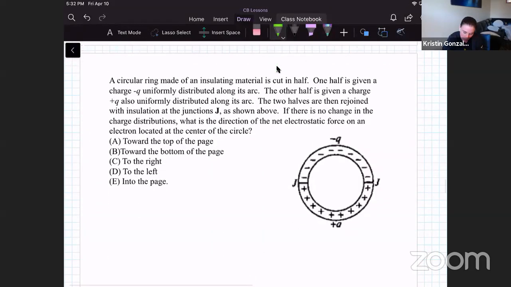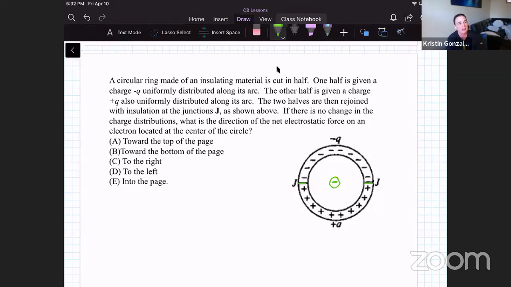Okay, and then we've got one more question here with a ring, but this time half of the ring has one charge. It's isolated and has an insulator between, so that the top half is negative charge and the bottom half is positively charged. We want to know what is the direction of the net electrostatic force on an electron located in the center of the circle. If I placed a little electron in the very center of the circle, which way would that electrostatic force be on the electron?